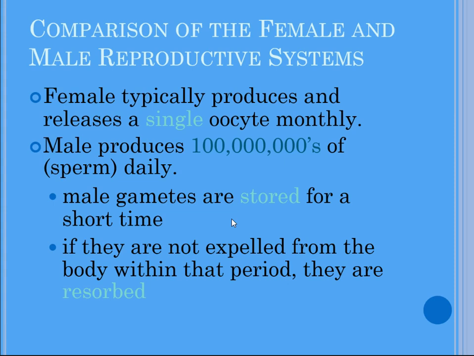Females typically will produce and release 1 egg a month. Males produce billions of sperm daily, actually, and they're stored for a really short period of time, and if they're not expelled, they're actually reabsorbed. All of the stuff that makes up the cell, because sperm and eggs are cells, is broken down and used to build new things, probably sperm.